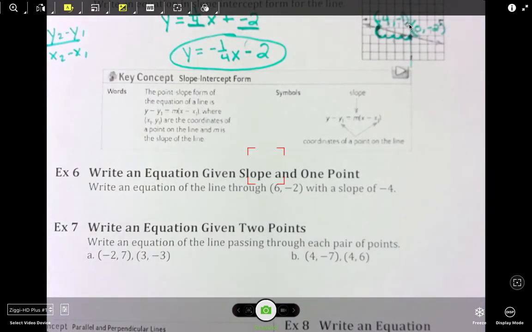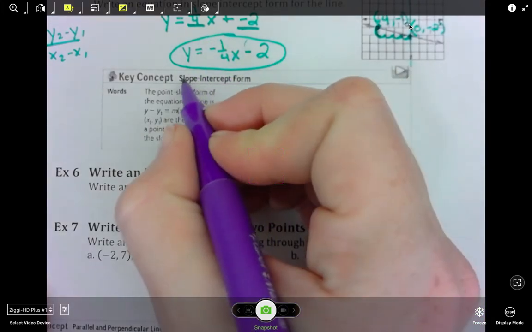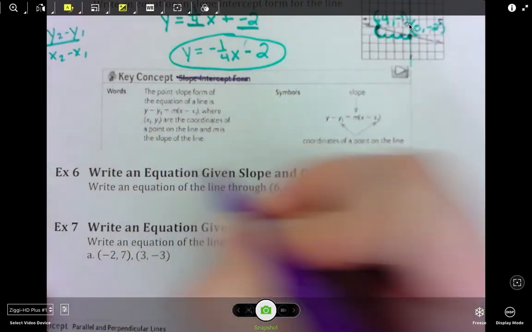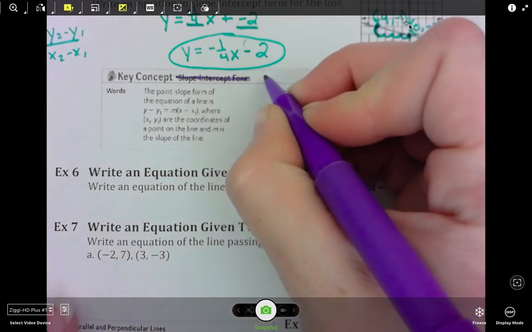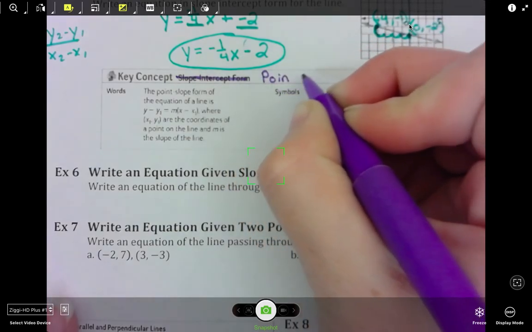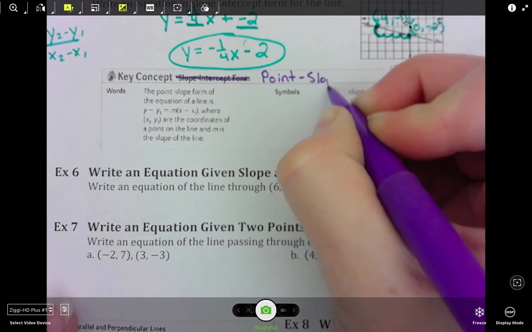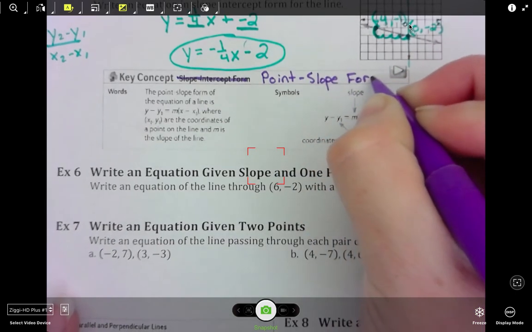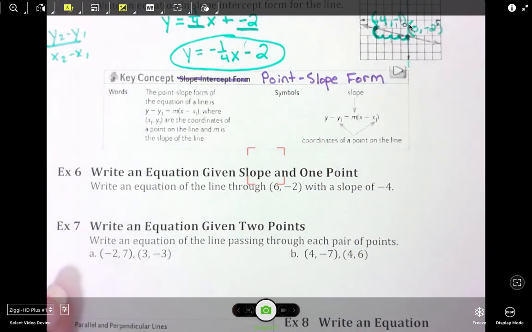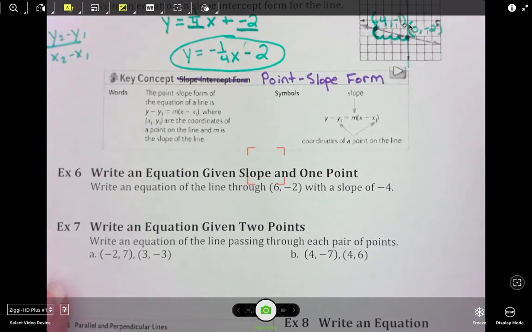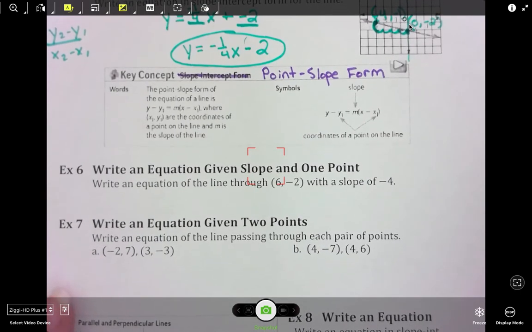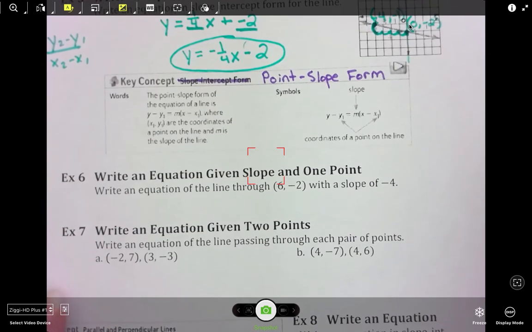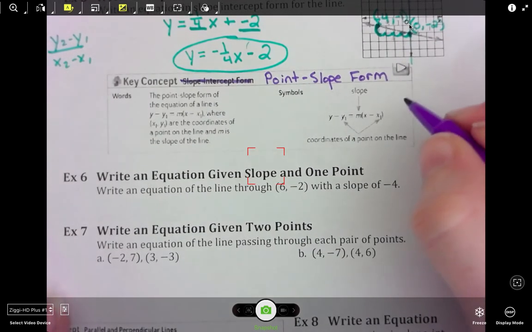Now, this next piece in here, they do not have labeled. Slope-intercept form is not actually what they're talking about in this box here. This is actually called point slope form. I do not care for point slope form a whole lot. I'm more of a fan of slope-intercept form, but I'm warming up to point slope form. It's getting a little bit better for me. It's not my favorite, but we'll have to deal with each other, I guess.